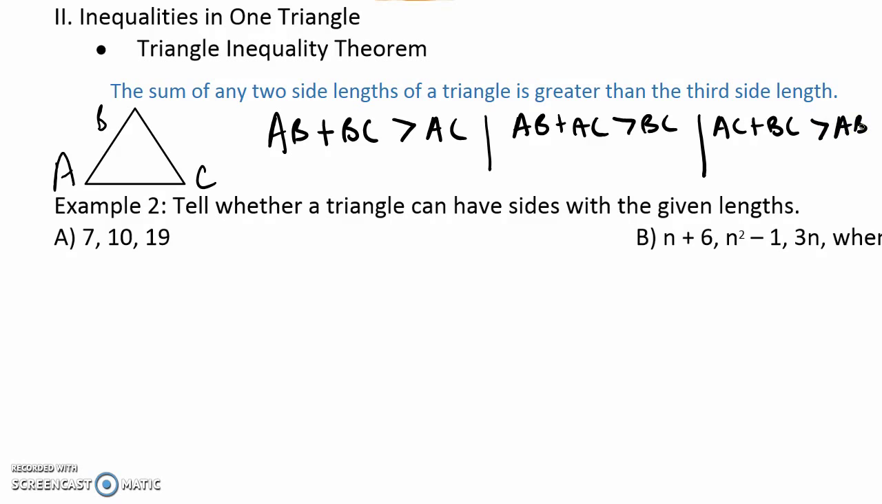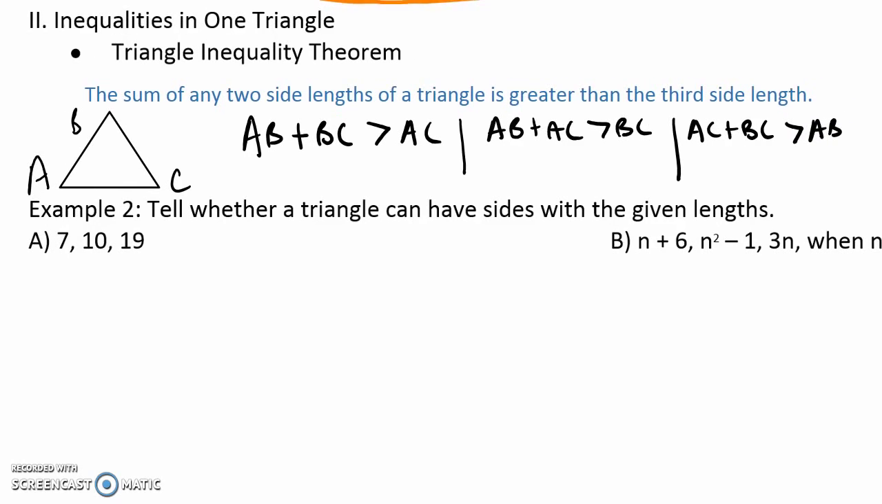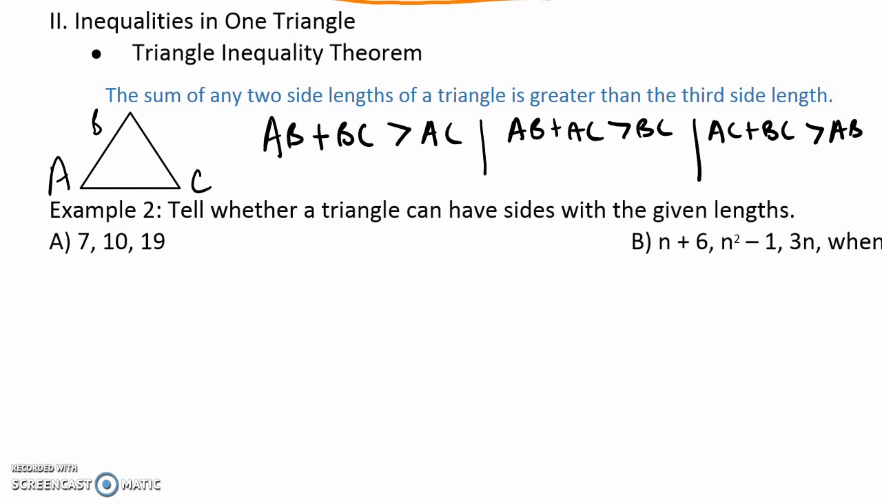And you're going to have problems like example 2, where I'm going to ask you to decide whether or not we can have a triangle with those side lengths. So again, the first thing I like to do is set up the problem. I've got 3 inequalities I have to check. They all must work for the triangle to be able to be drawn. So we can't just have 2 out of the 3 work or 1 of the 3 work. It has to be all 3 or nothing.